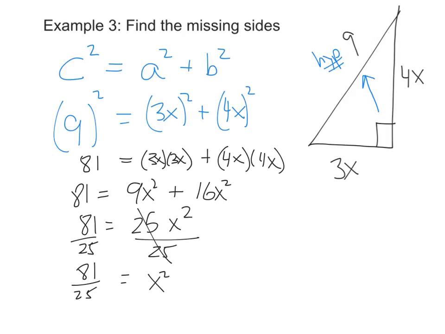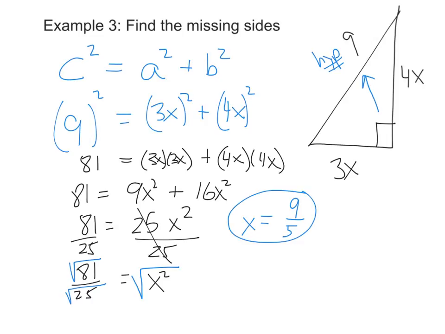Notice 81 and 25 are numbers that you know the square root of, and aha, the opposite of squaring is square rooting. So I'm going to square root every single piece. x is equal to plus or minus, what's the square root of 81? That's 9. What's the square root of 25? That's 5. So x is 9/5.